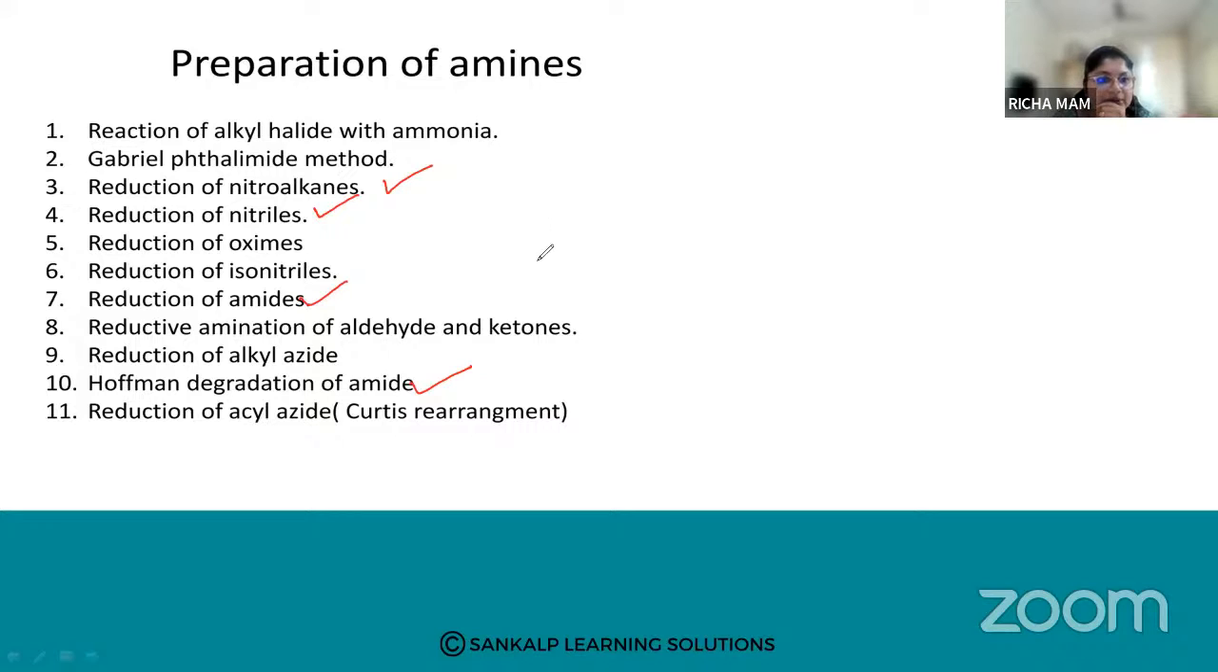Then we are going to do ammonolysis of alkyl halide. So that is the reaction with ammonia. Then we are going to see the Gabriel phthalimide synthesis. So these are the important ones. So 1, 2, 3, 4, 5, 6. So 6 methods of preparation are included in your syllabus. Okay. So first, let us see the reduction of nitro compounds.